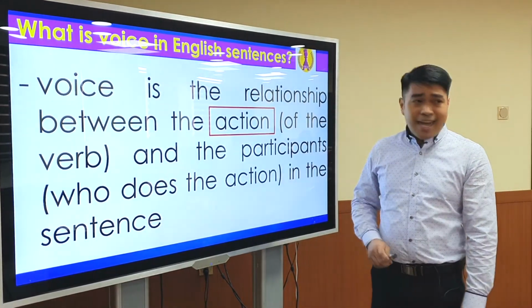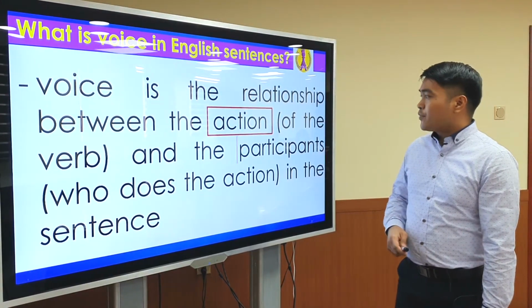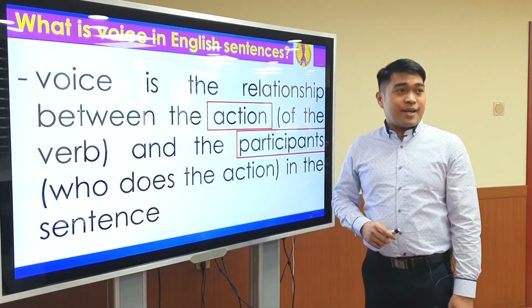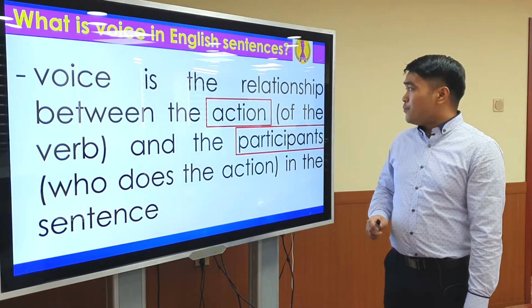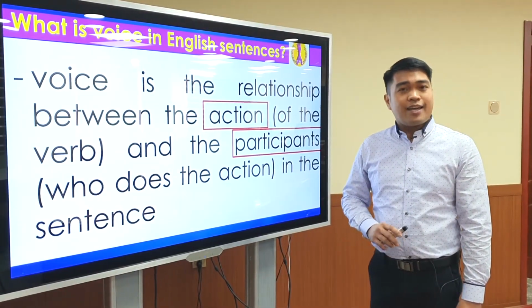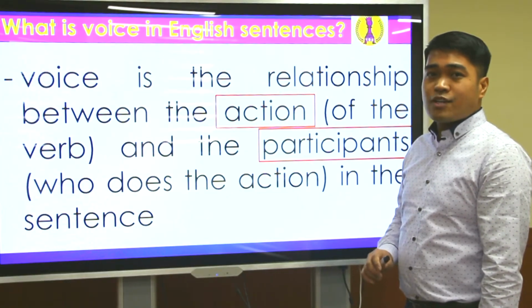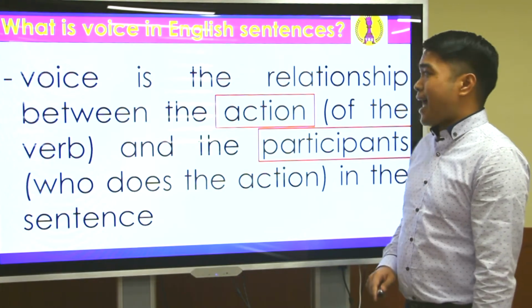So, take note of the word action, all right? And then, take note of the word participants, all right? So again, action is your verb in the sentence. What is happening in your verb? And then participants are who are doing the action, or who is doing the action.